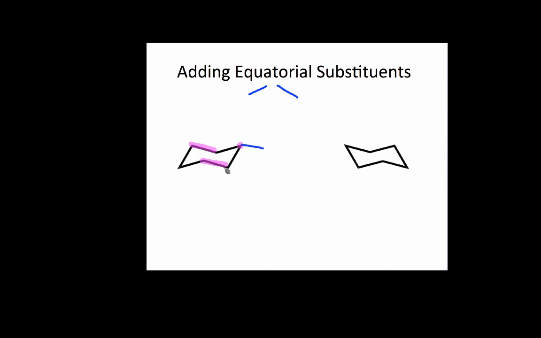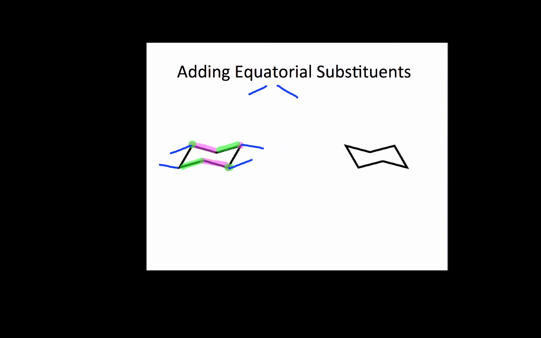Now on this next carbon, I want this one to be parallel to this bond and this bond. So there's that equatorial. Now on the other side, I have this carbon. That is going to be parallel to the green bonds. And this bottom carbon will be parallel to the pink bonds.